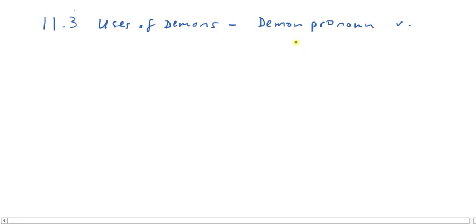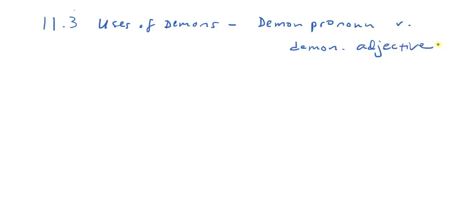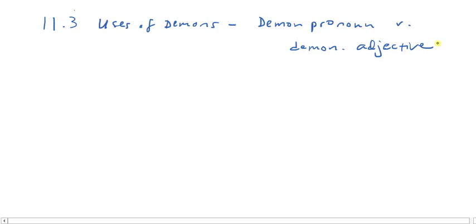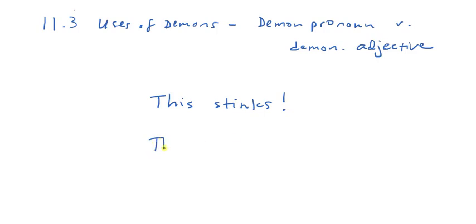and demonstrative adjective. Okay? Let me give you an example of the difference between a demonstrative pronoun and a demonstrative adjective. I could say, this stinks. Or I could say, this sock stinks.